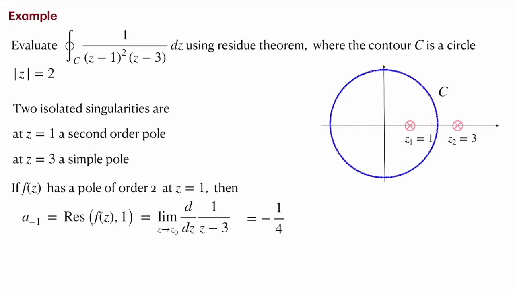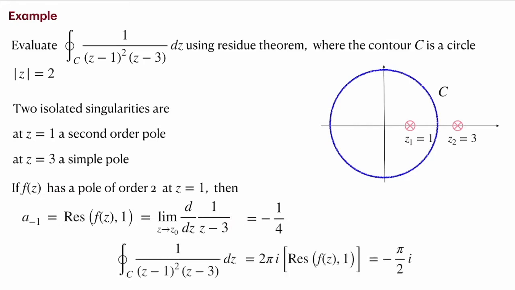We computed this in the last example itself, and the residue at z = 1 is −1/4. It's a simple exercise: for a pole of order 2 we can straight away substitute and obtain it. The integral of f(z) = 1/((z−1)²(z−3)) over the contour |z| = 2 is given as 2πi times the residue at 1. This is equal to −πi/2. So this is how we use the residue theorem.